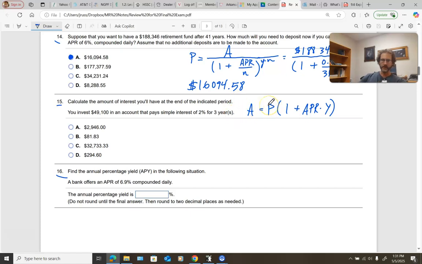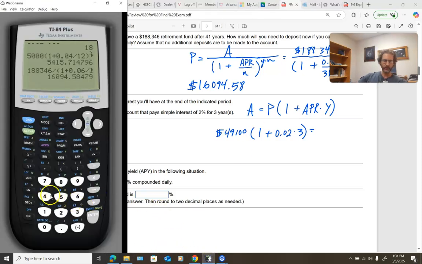All right, so the principal, or what we're investing, is $49,100 times 1 plus 2%, okay, as a decimal. And then times the number of years, which is 3 years. And we can plug this into the calculator real quick. 49,100 in parentheses 1 plus 0.02 times 3. And this is our total.